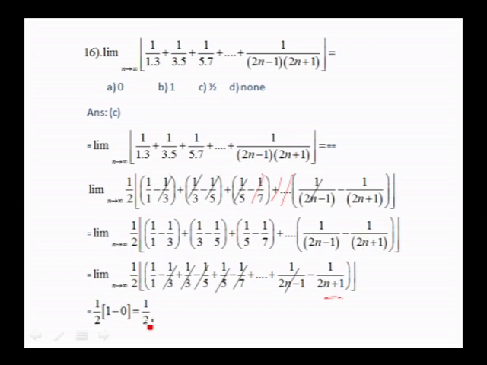So that will be 1 minus 0, as n tends to infinity this becomes 0. So 1 minus 0. Half into 1 minus 0 means half is the answer. So answer is C. Option C is the answer.